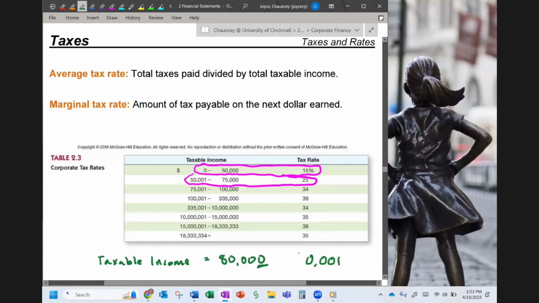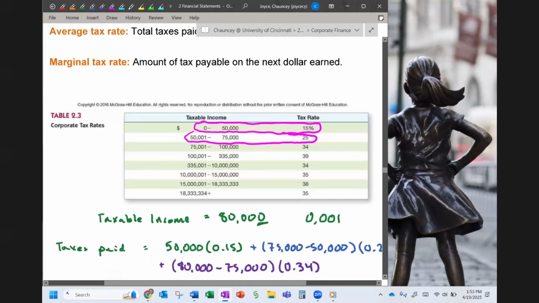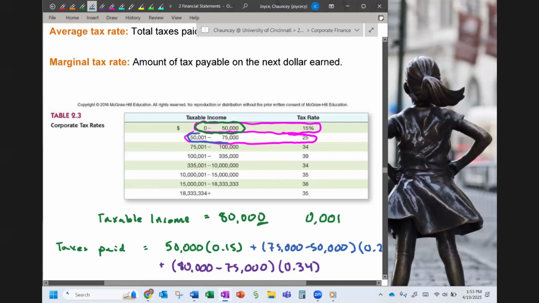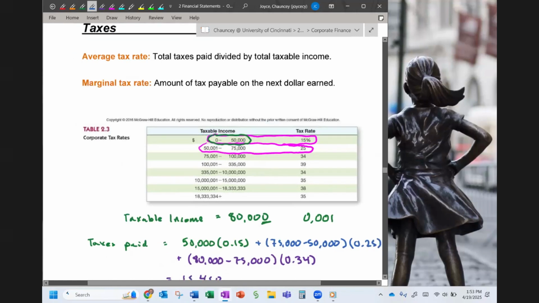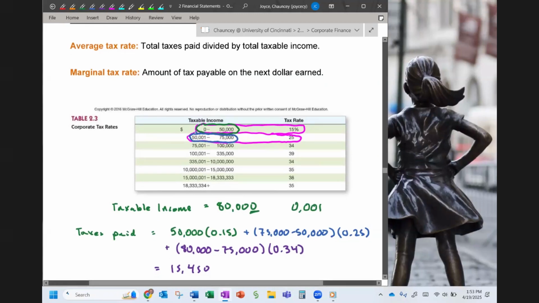So our total taxes paid, we have to take this first 50,000 taxed at 15%. And then our next 25,000, which is 75,000 minus 50,000, is going to be taxed at 25%. And then our next 5,000, which is somewhere in between here, is going to be taxed at 34%. So I'll put that 80,000.